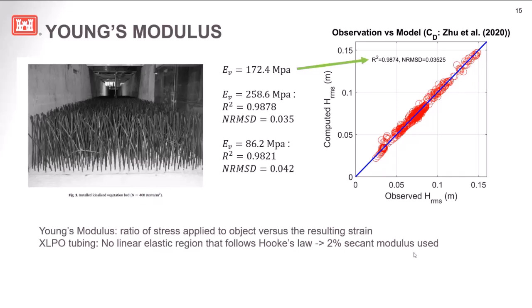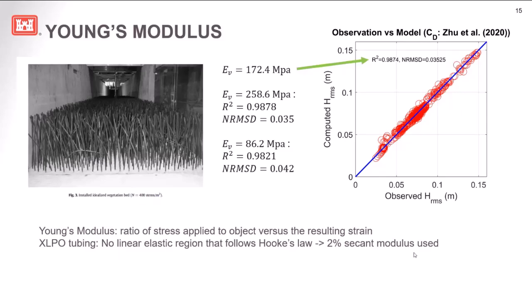The material was chosen to represent Spartina alterniflora, a common seagrass at field sites in Louisiana where there are ongoing campaigns. In some studies, 172.4 megapascals represents this seagrass fairly well, but in other studies, they found this varies by an order of magnitude. So I decided to vary the Young's modulus by plus or minus 50% to see how sensitive our simulation was to this parameter.